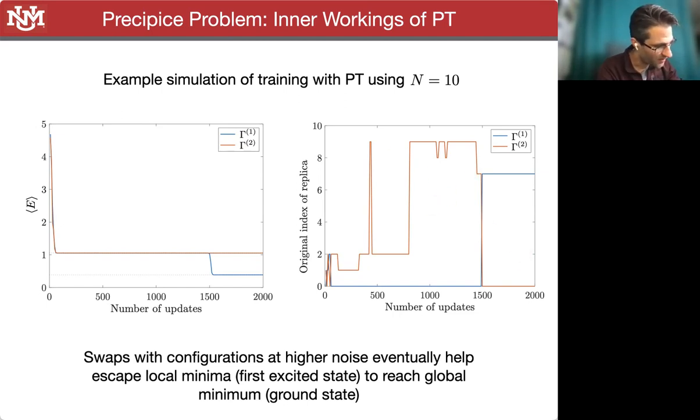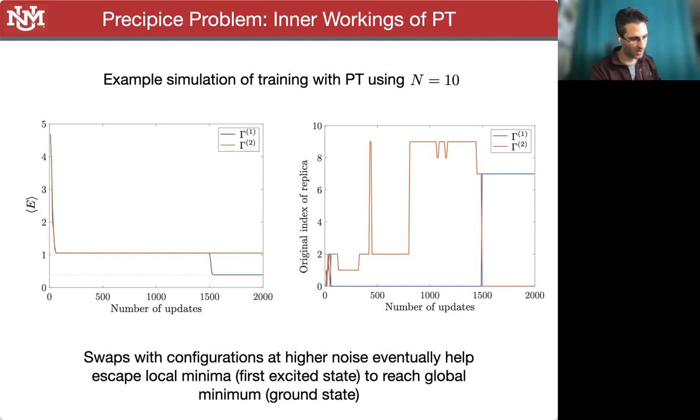What you see is that very quickly both replicas at these two, let's say, temperature scales saturate for a long period of time. And it turns out that this energy is actually the first excited state energy. So in both replicas, the systems converge very quickly to the first excited state energy. And it takes a very, very long time until the low noise replica finds the ground state energy.